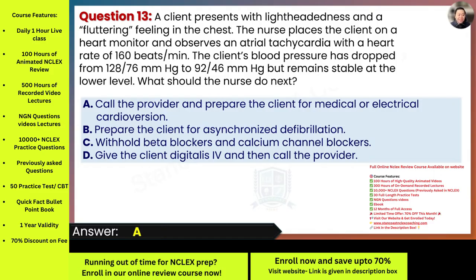So for you to correctly answer this question, I want you to remember that atrial tachycardia, if associated with the following manifestations, simply means that there is hemodynamic instability, which requires emergent cardioversion, which is why you need to prepare the client for this intervention. Again, synchronized cardioversion is preferred over defibrillation in atrial tachycardia. And also take note that withholding the beta blockers and the calcium channel blockers can harm the client all the more. So let's have number 14.